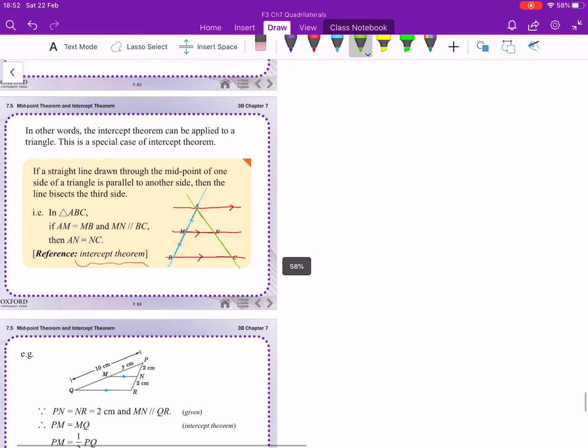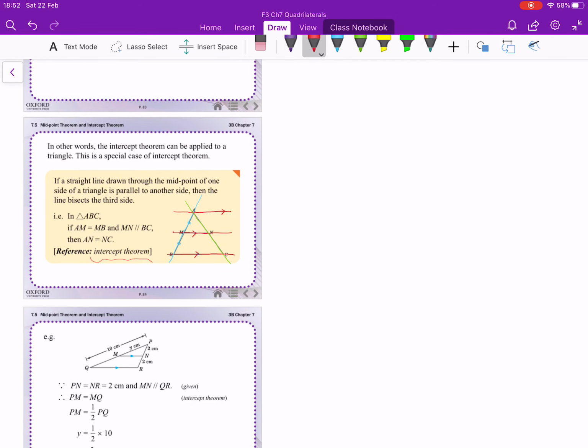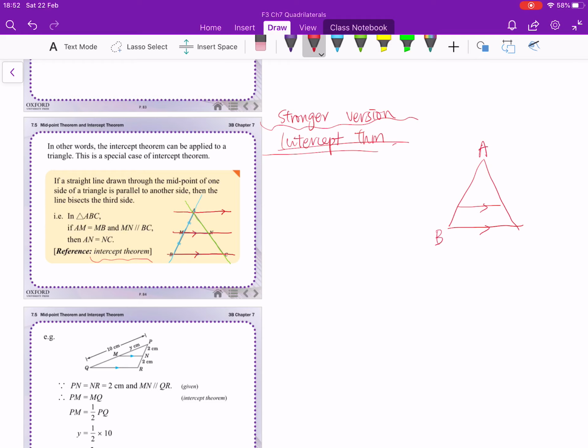So similarly, other than the theorem from the book, we can have a stronger version of the Intercept theorem also. If we have a triangle, which I call ABC, and we draw some more lines parallel to the base, here we can call it MN.